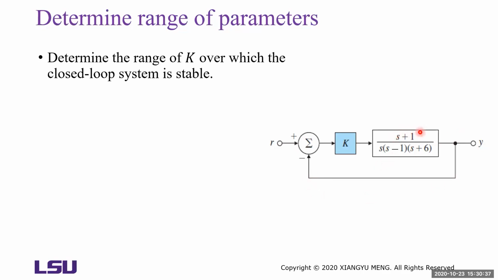We have an open loop system. Then we have a controller K, and the system is connected. The loop is closed by a unity feedback.